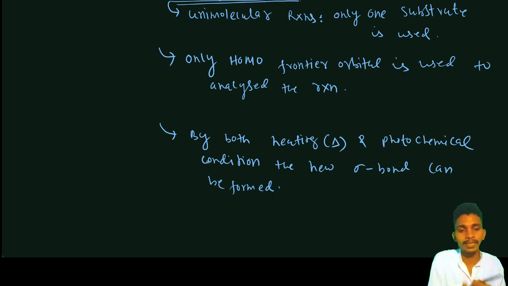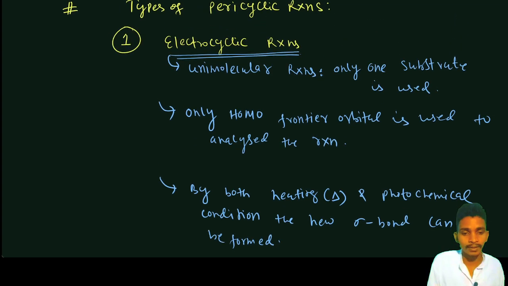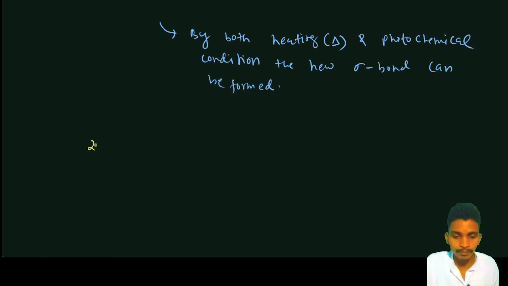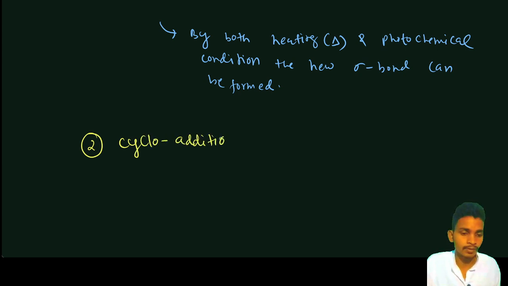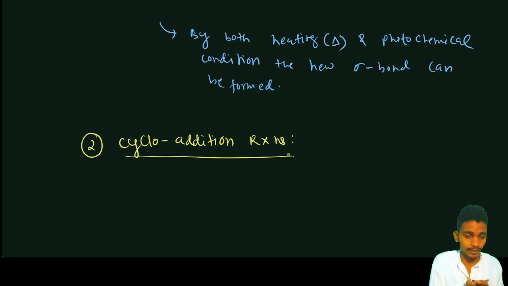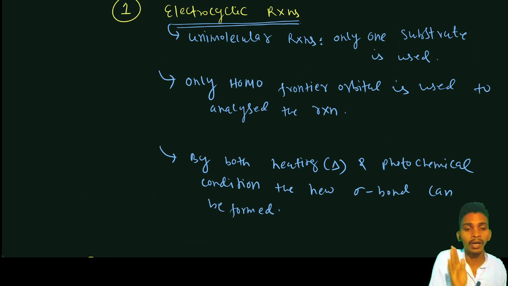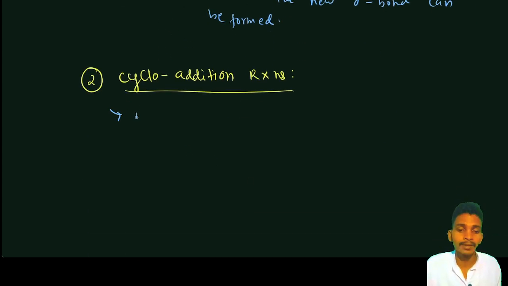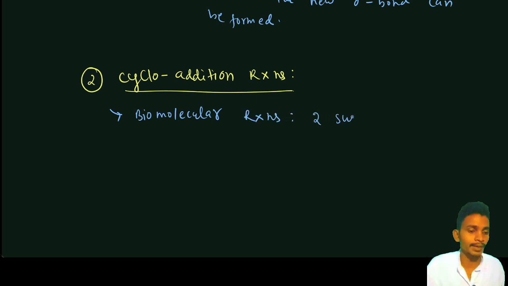So these are the things we discussed for electrocyclic reactions in the previous class. Now we are going to the next type of pericyclic reactions, that is cycloaddition reactions. What is the difference between them? Unlike electrocyclic reactions, which are unimolecular with only one substrate, cycloaddition reactions are bimolecular. It means that two substrates are used.